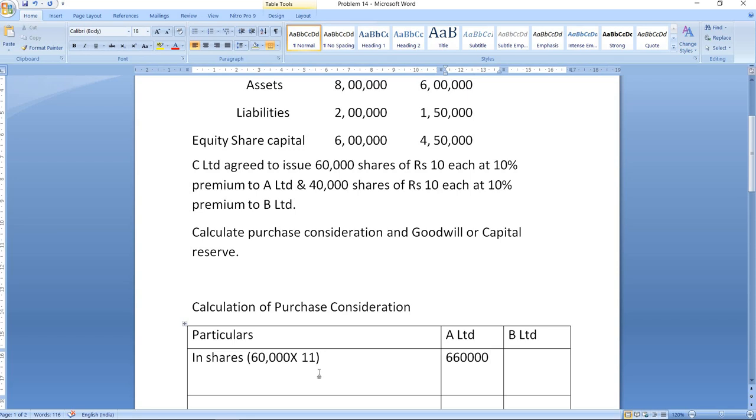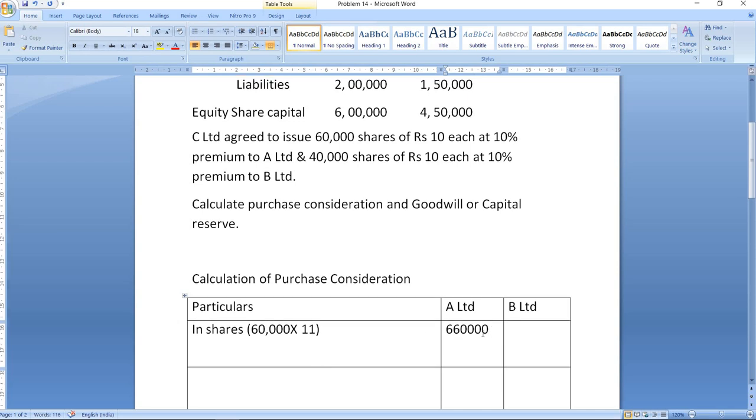Very simple calculation. They have agreed to issue shares of 60,000. Face value of shares is 10, but they are issued at a premium of 10%. So this 10% has to be calculated on 10. That will be 1. So 10 plus 1 makes it 11. So if you multiply, you will get the amount of purchase consideration.